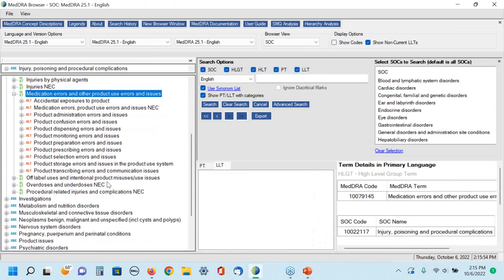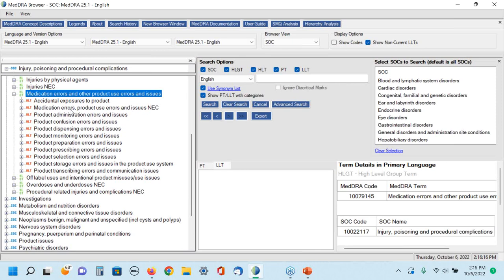Now, this is an interesting one because, again, we talked about all these things like administration and confusion and dispensing and preparation, et cetera. And we've been in this particular HLT forever. But how about this one? Accidental exposure to a product. That's essentially what I think conceptually we're talking about here. Accidentally, someone got exposed to a product.